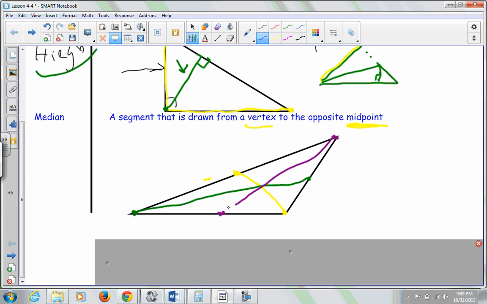And that line, I know that's not straight, but that line would go through there. Notice that those lines all intersect at the same point. We're going to talk about that in a second, okay? But that is a median, okay? A segment that is drawn from a vertex to an opposite midpoint. Your homework is going to ask you to sketch all of these, okay?